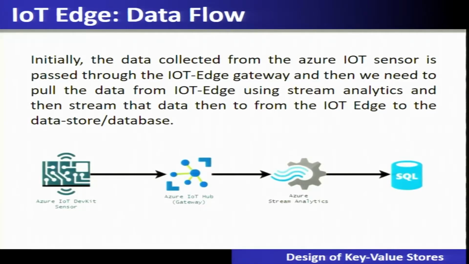Initially, the data is collected from an Azure IoT sensor, shown here as a representative figure of all the IoT sensors. These IoT sensors pass through the IoT edge gateway, and then we need to pull the data from the IoT edge using stream analytics and stream that data to and from the IoT edge to the data store or the databases.